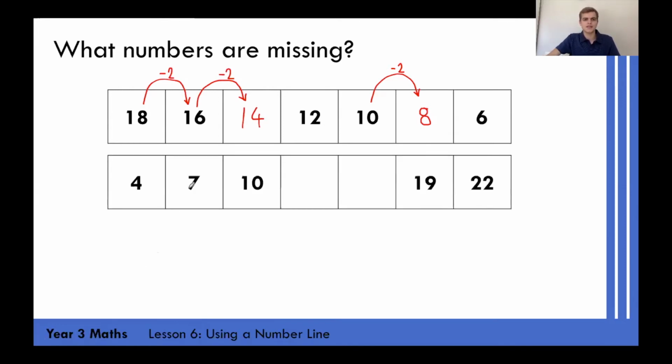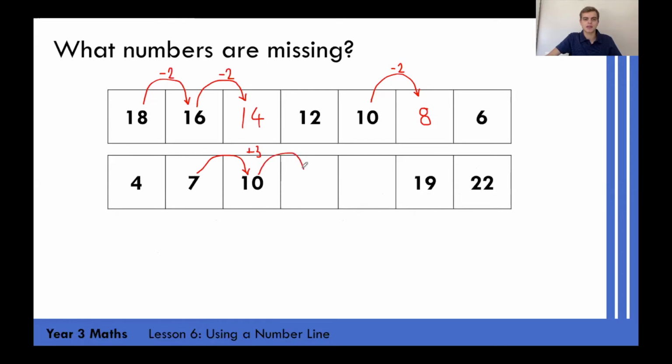4, 7, 10, something, something, 19, 22. So the first thing we've got to do again is work out if we're counting up or down. What do you think? Yeah, well done. We are counting up, aren't we? Because 4, 7, 10, we're going up. But what are we counting up in? Let's start on 7 and count along to 10. 7, 8, 9, 10. We've added 3.